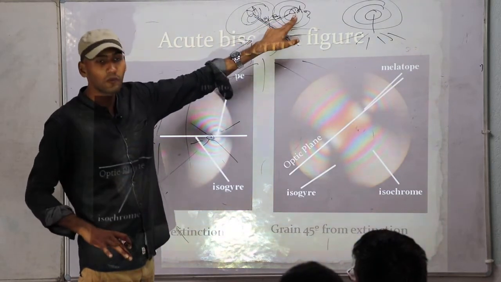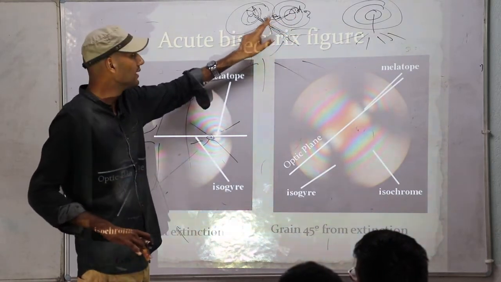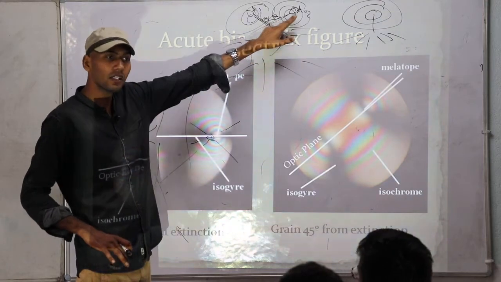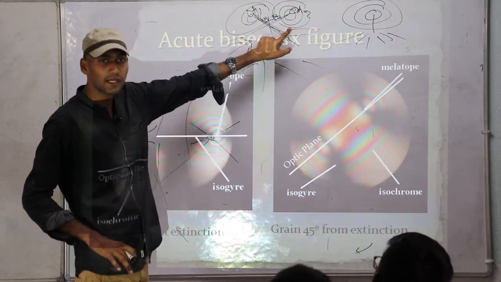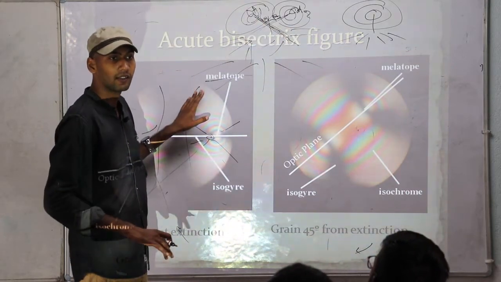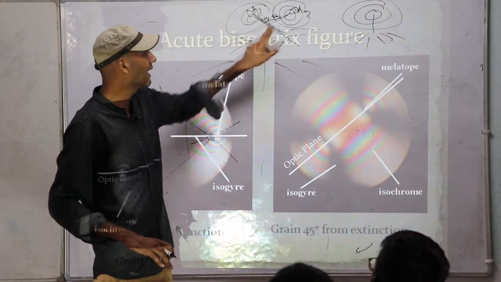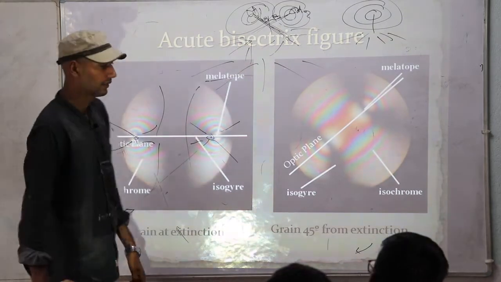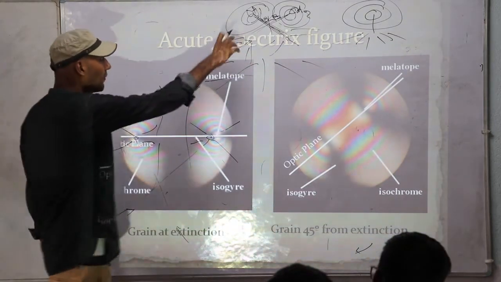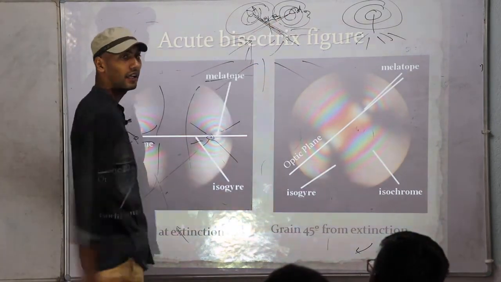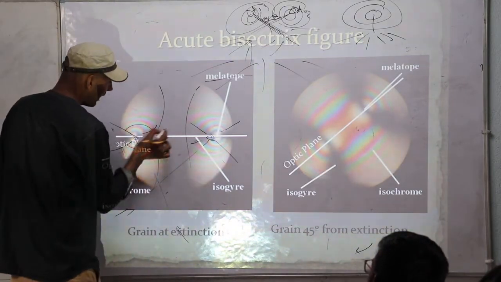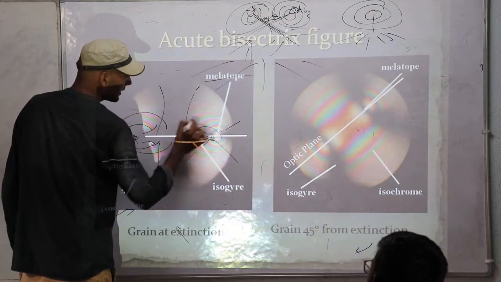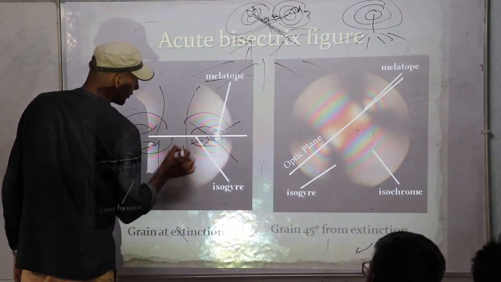Because there is another optic axis, what happens? It is also at an angle theta 2 to the second optic axis. So both optic axes affect the movement of the light ray. Instead of forming circular isochromes around each melatope, they will form 8-shaped isochromes, like this.